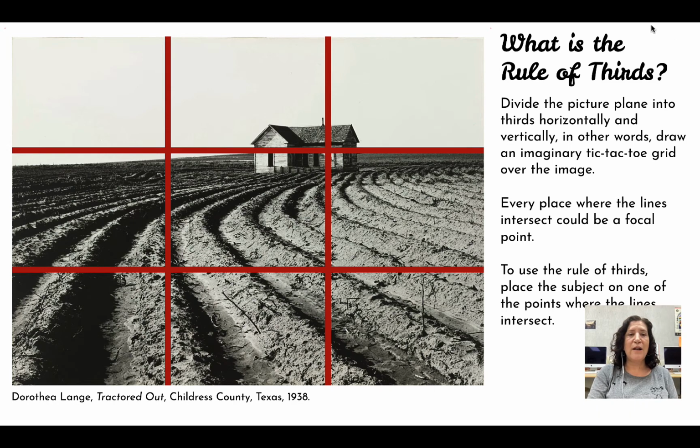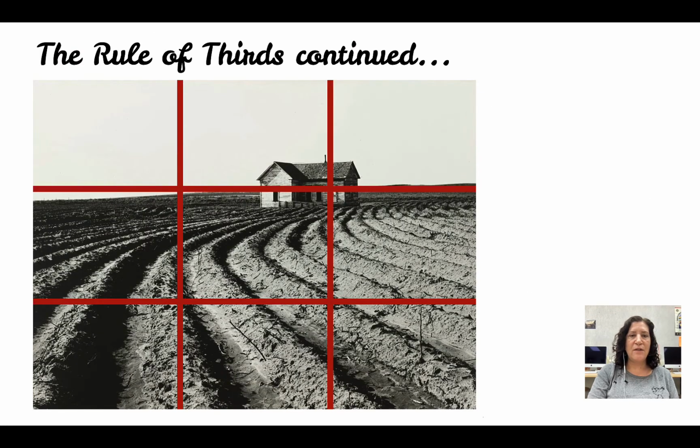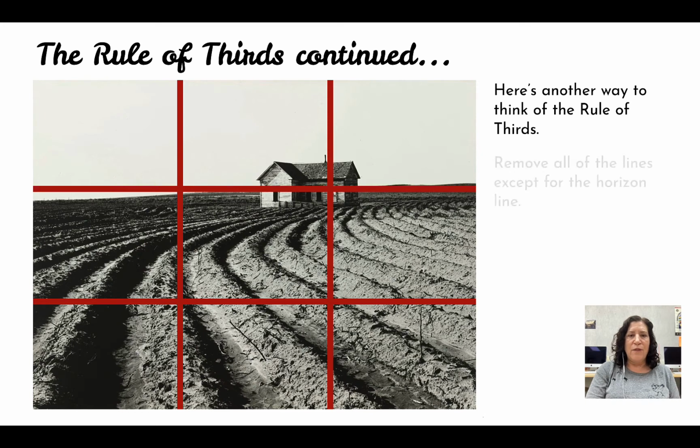In this photograph, you see the horizon line lined up along one of the lines, and then the house right in the intersection of those tic-tac-toe lines. And the house is the focal point. So here's another example here. So here's another way of thinking about the rule of thirds.